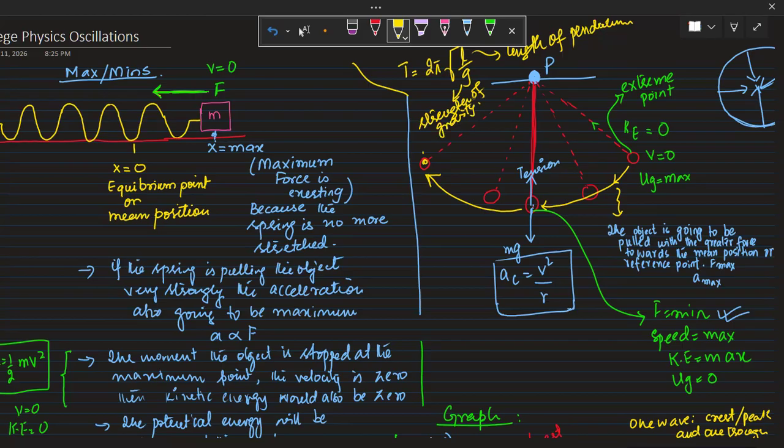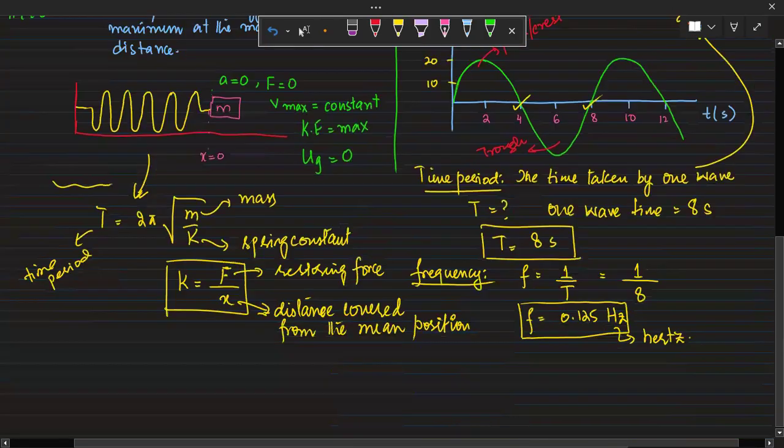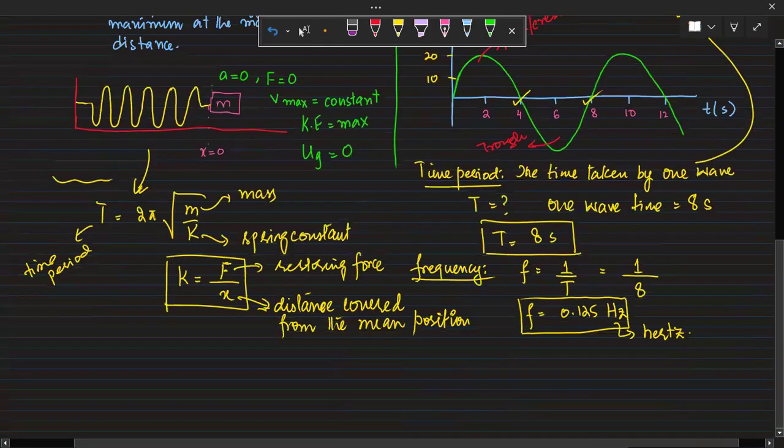Now, what if you are asked to find out the kinetic energy of the spring? Won't we use the same formula, half mv square, for kinetic energy? Okay, and what if you want to find out the gravitational potential energy or potential energy?